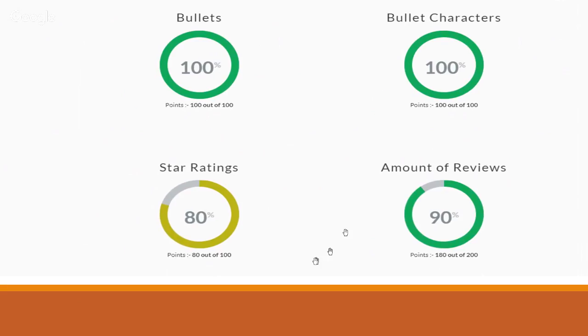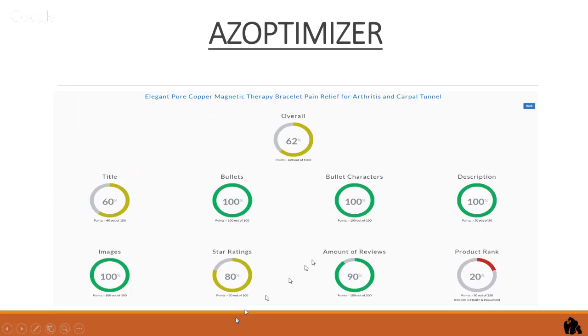Star ratings. Let me zoom out so you can see this as a whole. Okay, we've got images, 100%. So we've got the opportunity to put in 9 images. If you've only got 2 images in there, you're not going to be optimized. So what they're saying here is all of the spaces have been used for the images, which is a good thing. Okay, star rating, 4 out of 5, 4.5 out of 5, 5 out of 5.